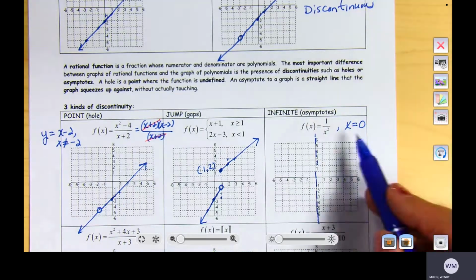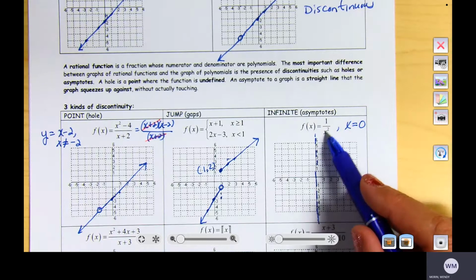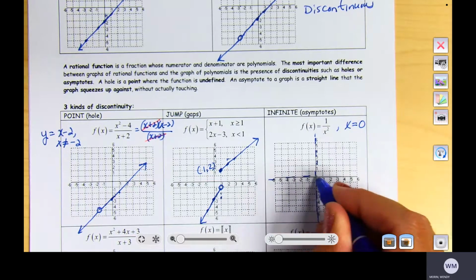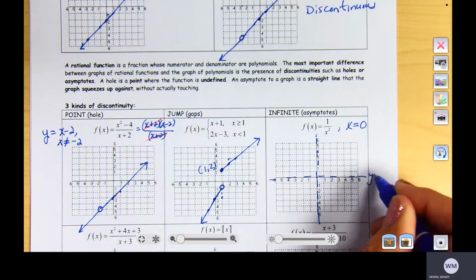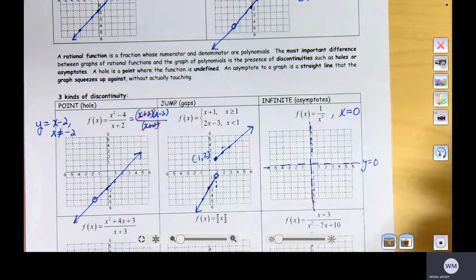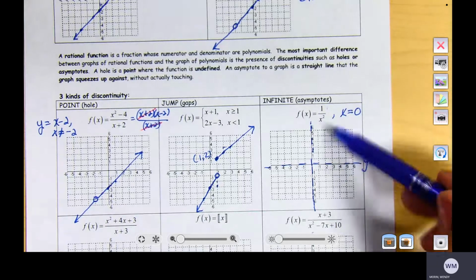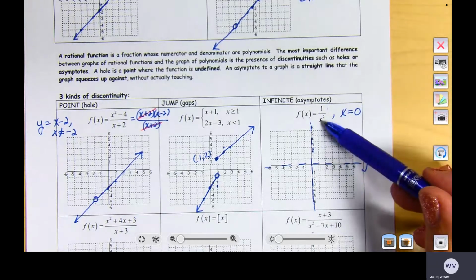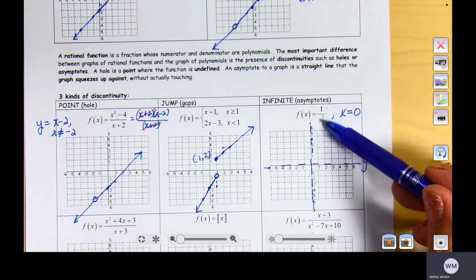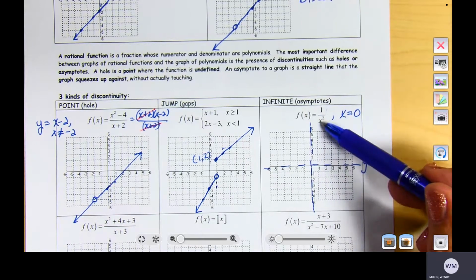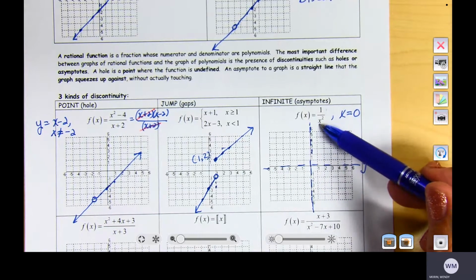Now, if you plug in, you can't divide by 0, so this will never equal 0. So it just so happens that y equals 0 is also a horizontal asymptote. This is never going to equal 0. Well, what is it going to equal? If I plug positive x's in here, what's the fraction going to be? Positive. If I plug negative x's into here, what's the fraction going to be?